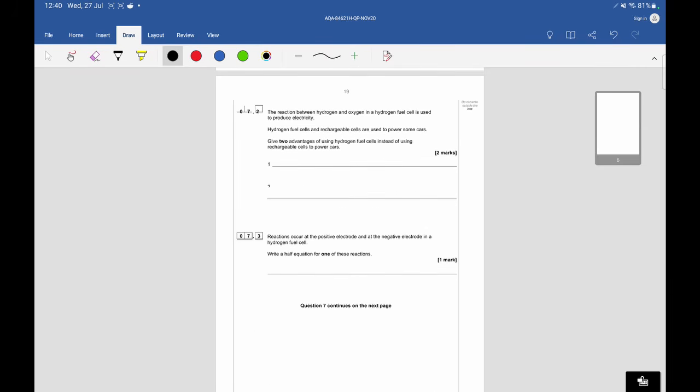The reaction between hydrogen and oxygen is used in hydrogen fuel cells to produce electricity. Hydrogen fuel cells and rechargeable cells are used to power some cars. Give 2 advantages of using hydrogen fuel cells instead of rechargeable cells to power cars. Well, the hydrogen fuel cells have no toxic chemicals to dispose of.